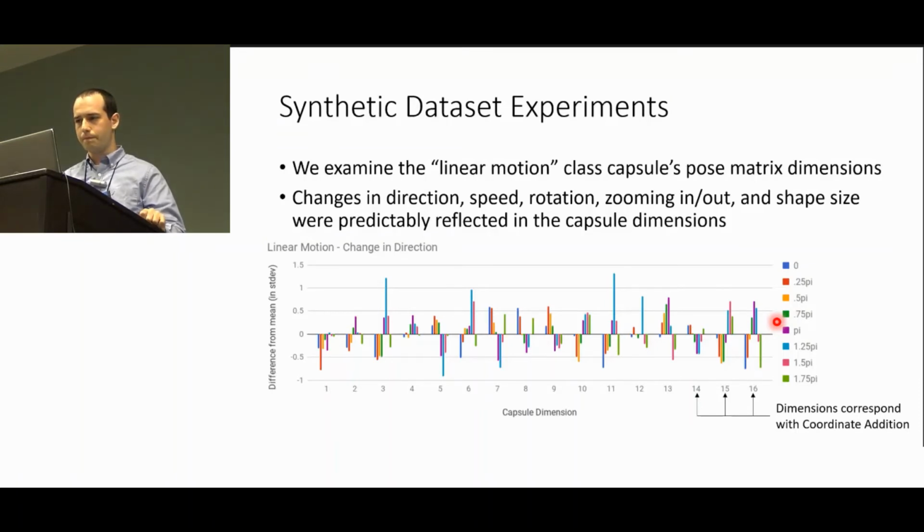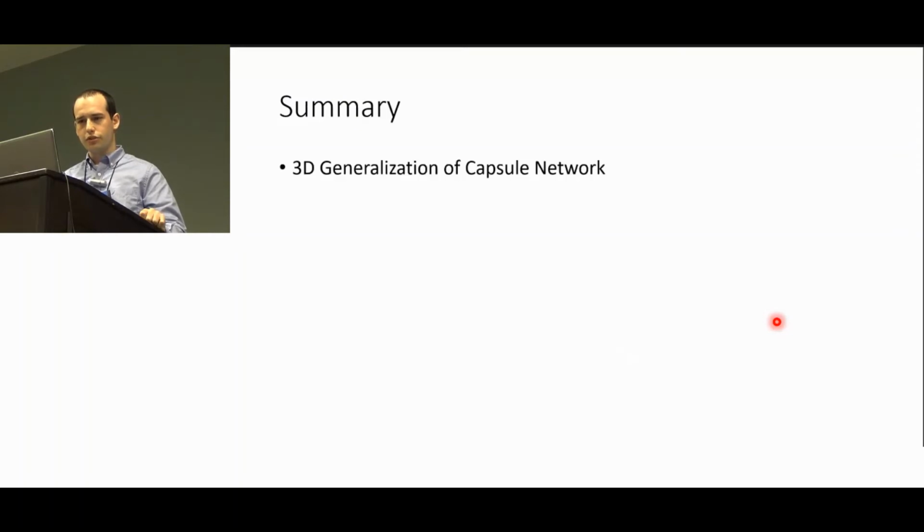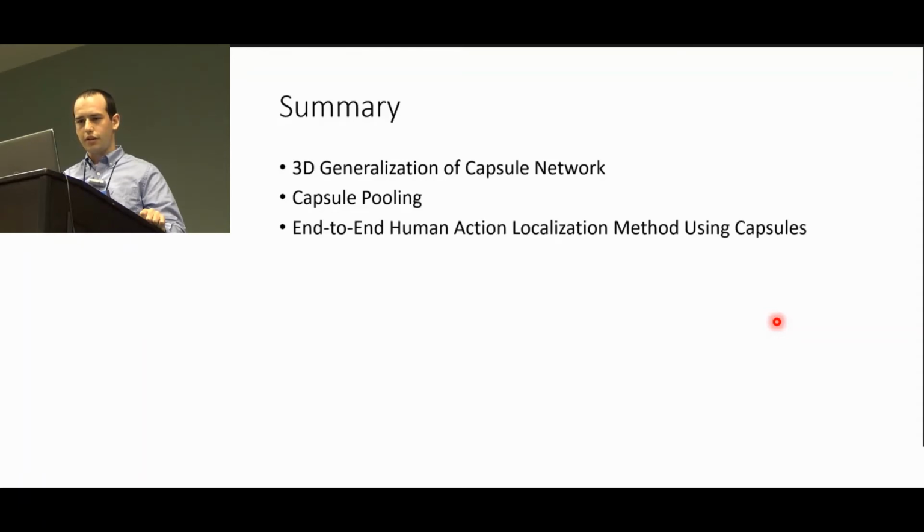spatial information. So in summary, I've shown you the generalization of capsule networks to 3D, showing you how capsule pooling can help fit deeper networks into memory, and I've shown you a capsule network that achieves state-of-the-art results on human action localization on 3 data sets.